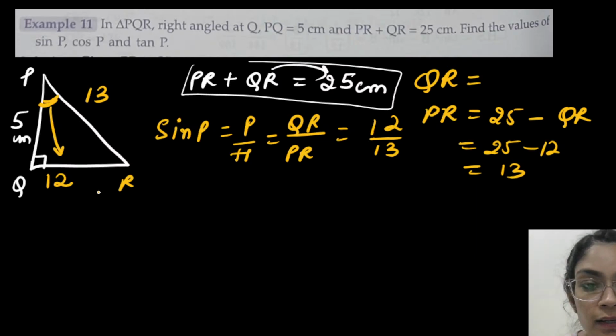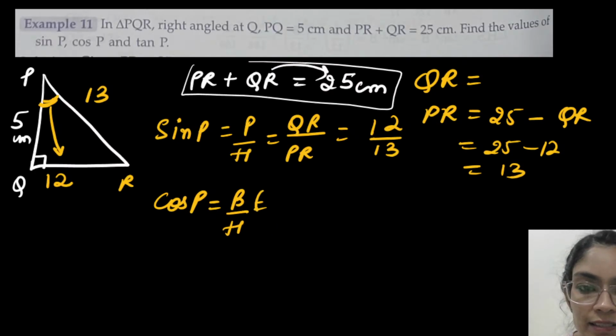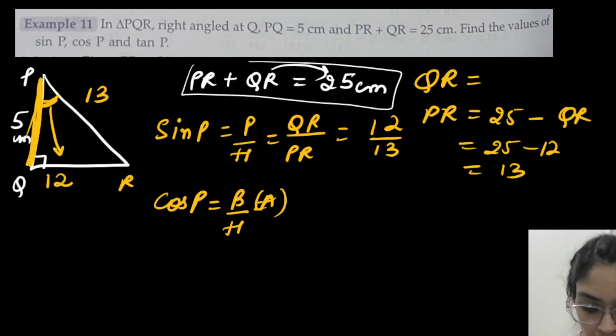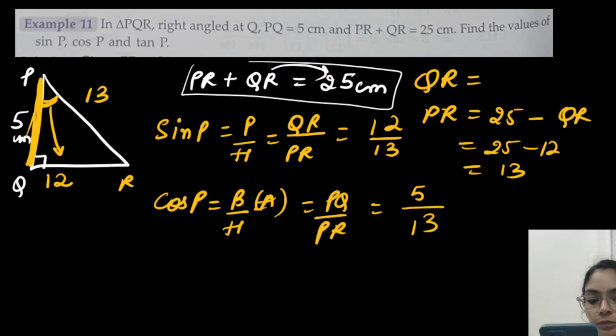Very nice. Then the next thing we have to find is cos P. The cos formula is base by hypotenuse. Base is the adjacent side. With respect to angle P, PQ is the adjacent side. So it is PQ by PR. PQ's value is 5 and PR's value is 13, so 5 by 13. Yes, Shivani has given the answer.